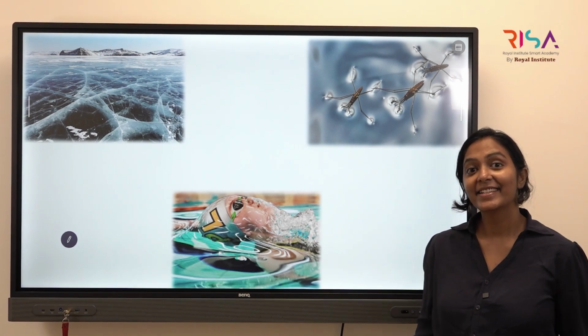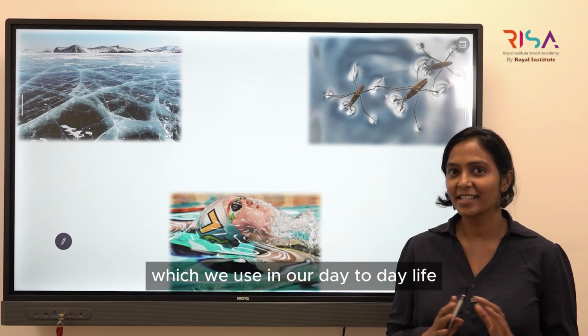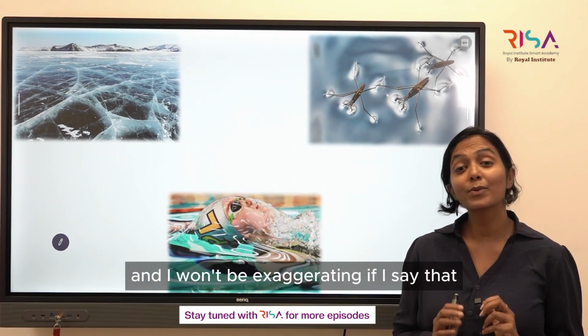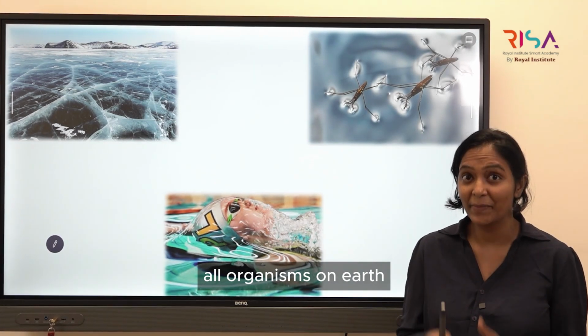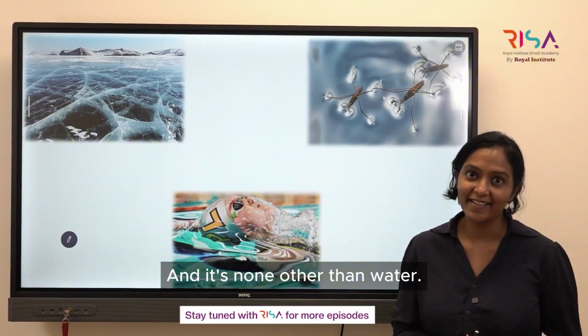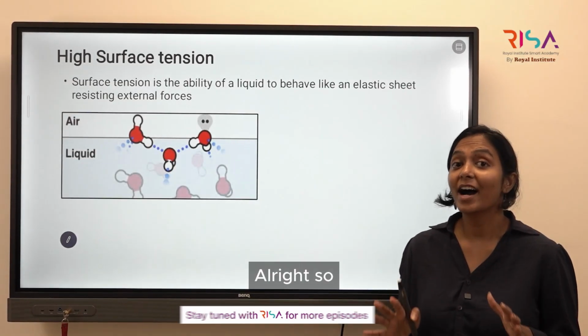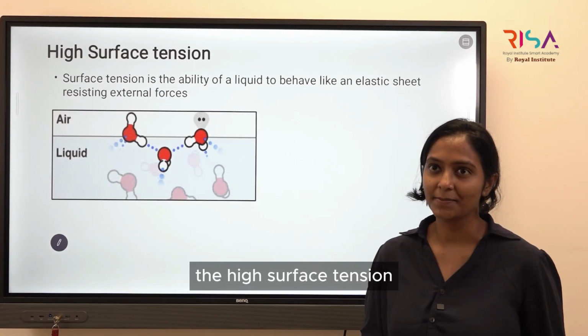Hi class! Today we will be discussing a substance which we use in our day-to-day life, and I won't be exaggerating if I say that all organisms on earth depend on the existence of this substance, and it's none other than water. Alright, so our first property for today will be the high surface tension.